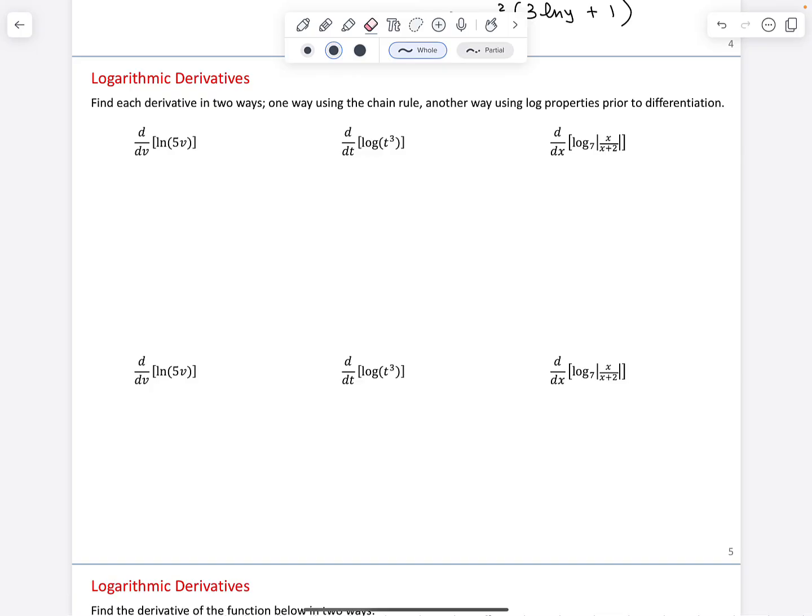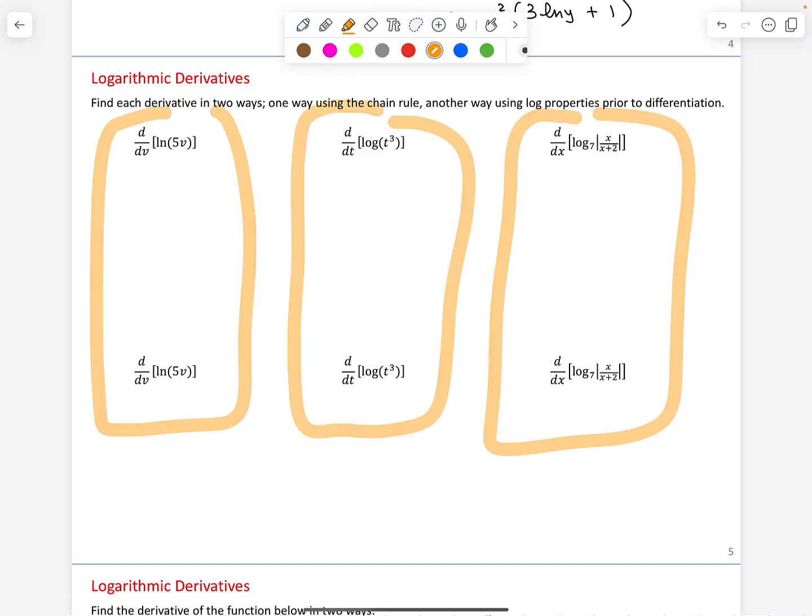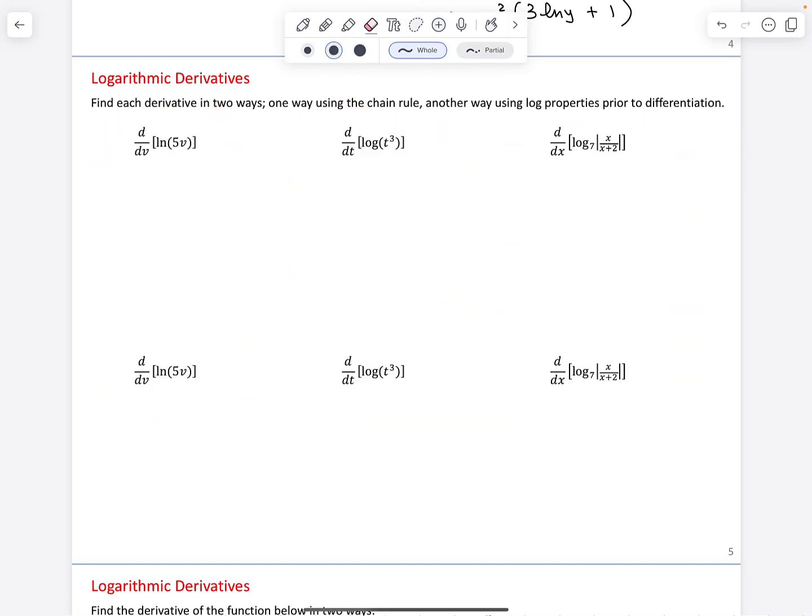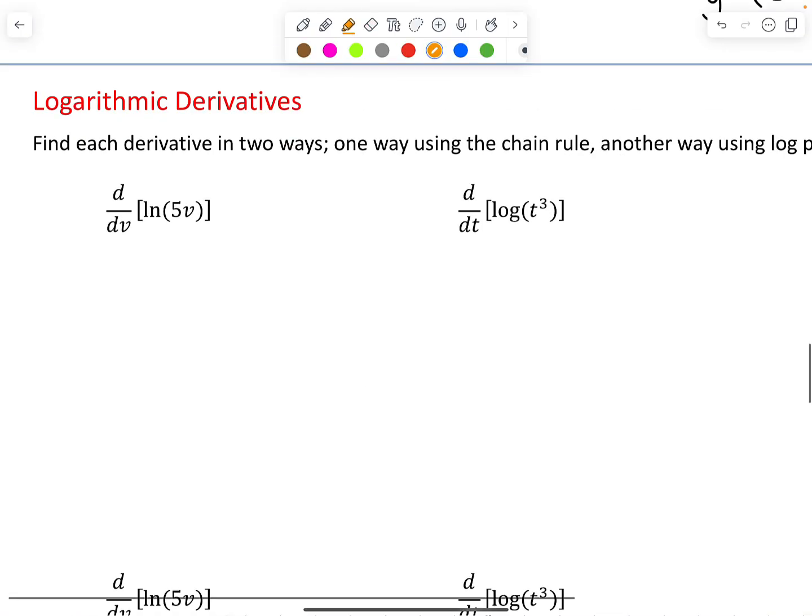Find each derivative in 2 ways. Notice we really just have 3 derivatives here, they're in pairs. One way using the chain rule, another way using log properties prior to differentiation. Derivative of natural log 5v. V is the independent variable. Our u in this case is this 5v.